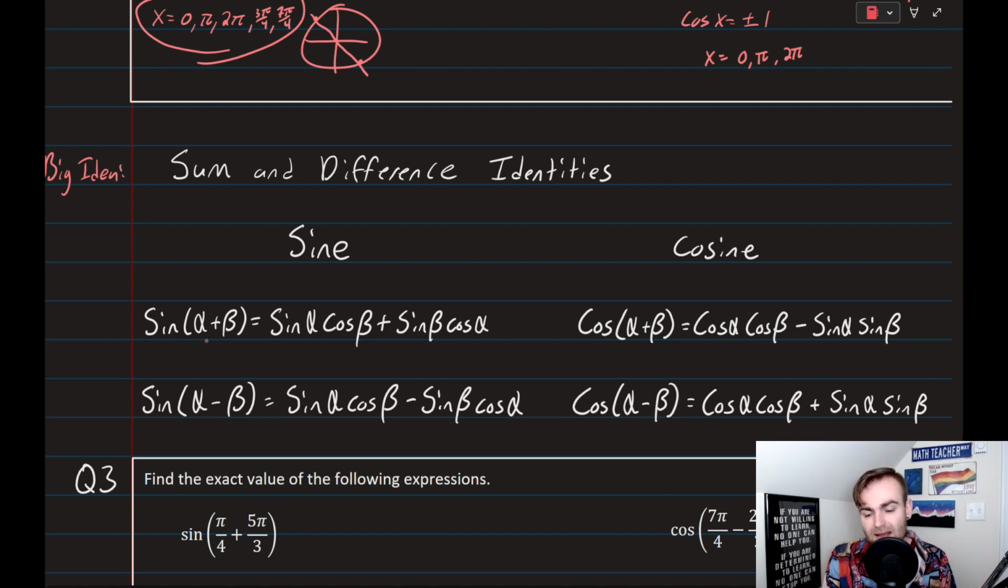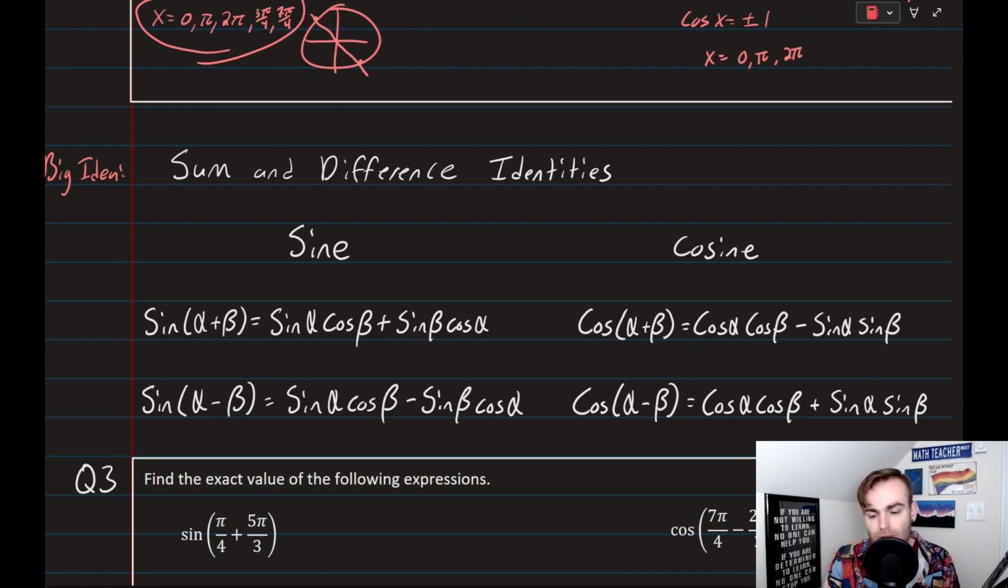So if we have the sine of an angle that we know plus another angle we know, we can rewrite it as sine alpha cosine beta plus sine beta cosine alpha. And then we have all of these. So I really want you to do a notice and wonder right here. Pause the video. What are some things that you notice? What are some things that you wonder about these four? And let's talk about them.